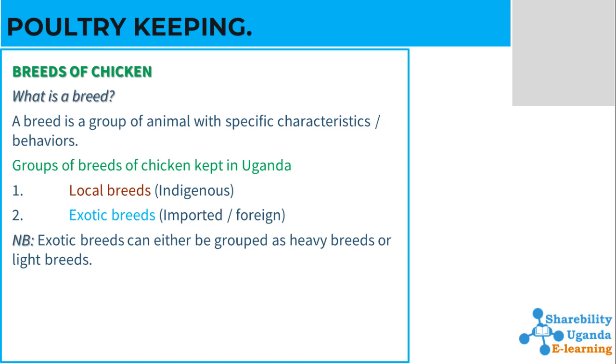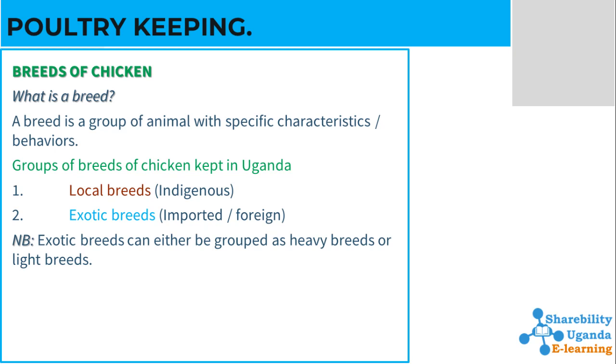What basically is a breed? A breed is a group of animals with specific characteristics or behaviors. A breed is basically a group of animals with common characteristics, common behaviors. That is what we define as a breed.